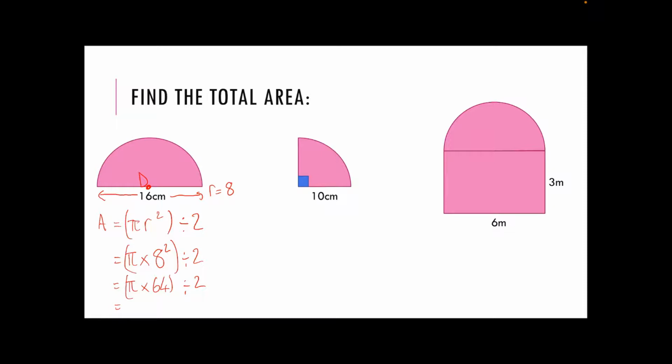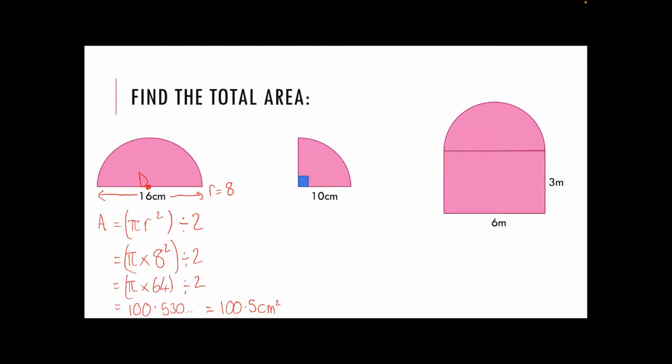The way that I would type this into my calculator would be pi times 64, hit equals to get an answer, and I get about 201. We then divide it by 2, and that gives me 100.530. I've not been asked for any decimal place, but for this one I'm just going to round it to 1 decimal place. Again, it is centimetres, so it's centimetres squared.